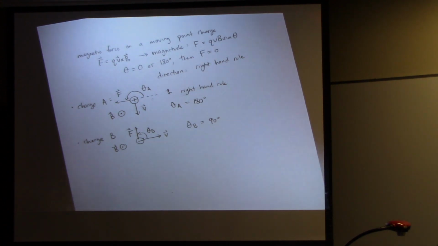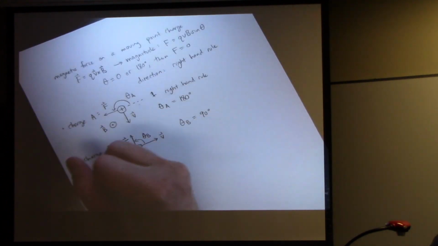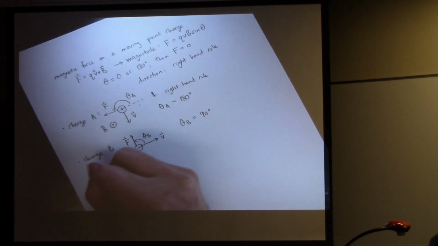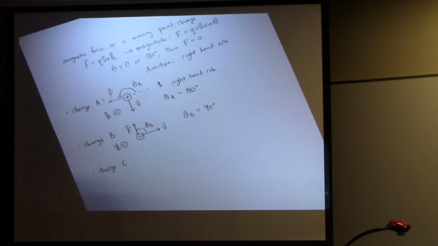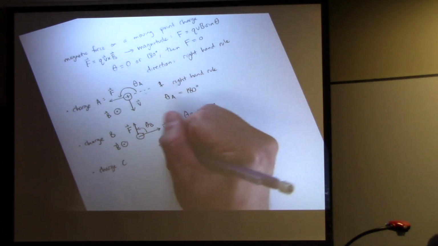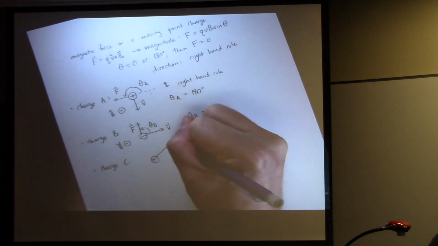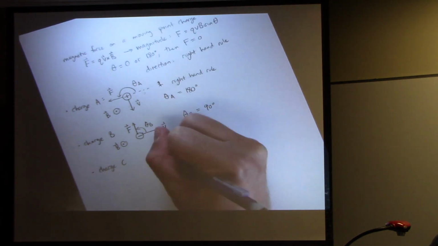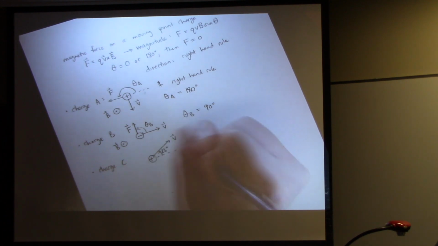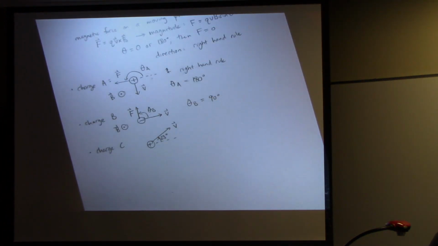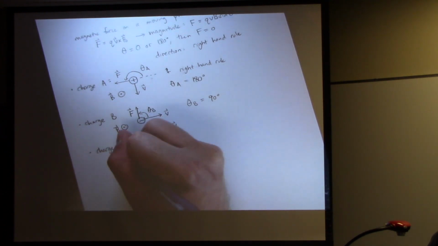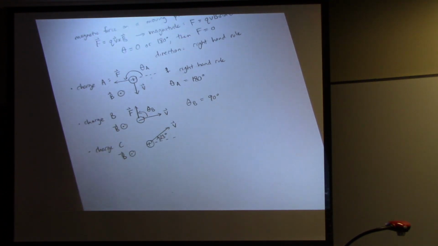Okay, so that's how it works. If we move on to charge C, now here's what's going on. Charge C, for one, is a positive charge, and it's moving at this angle, which is 23 degrees with respect to the positive x-axis, and it's in the same exact B field, which is coming out of the page, same as before. Okay, let's figure out what direction the force is going to be in.